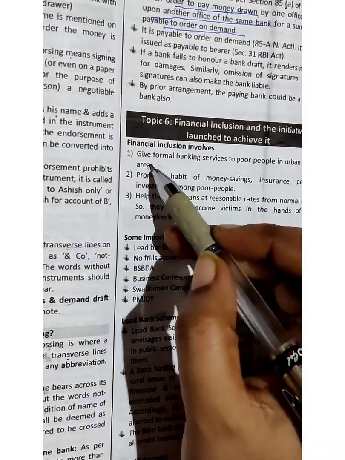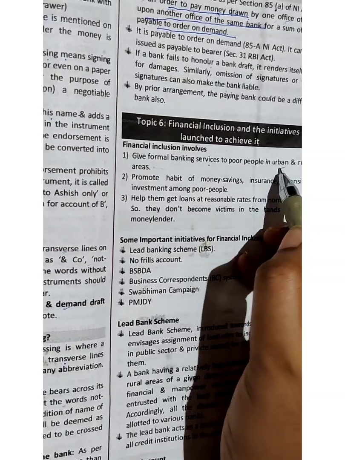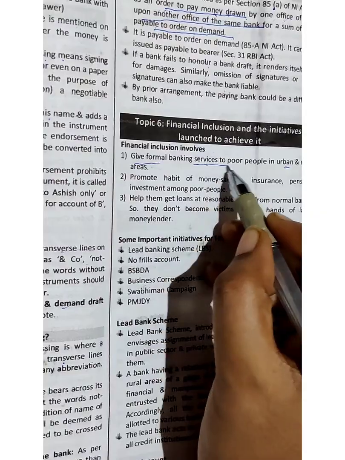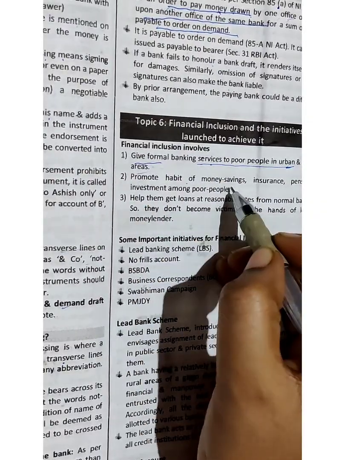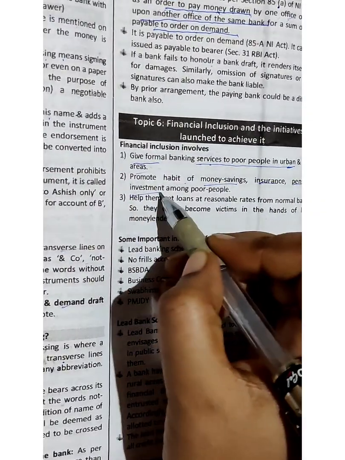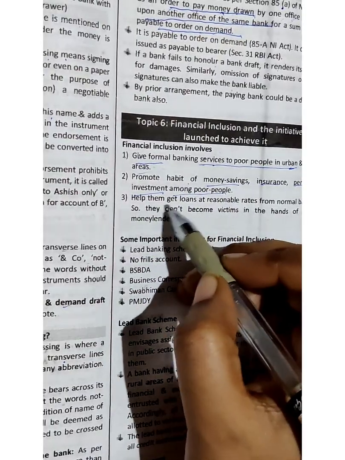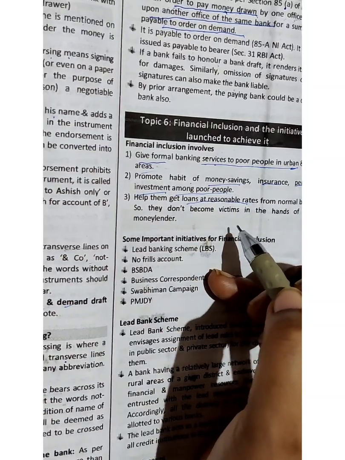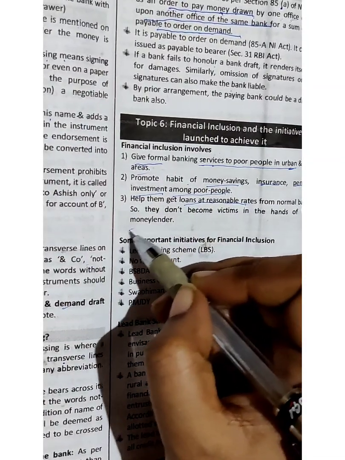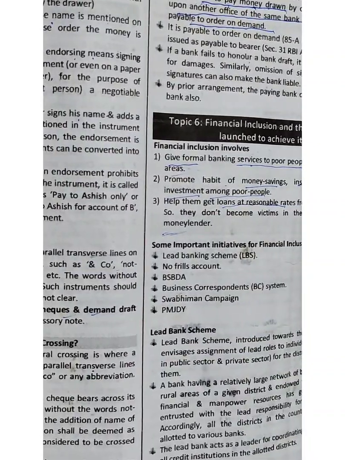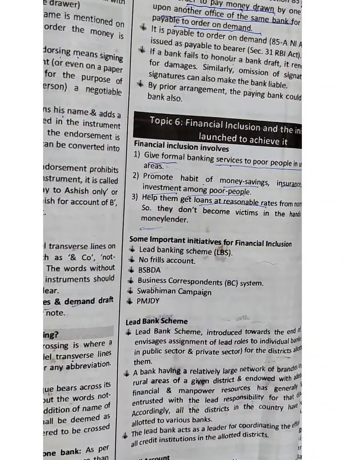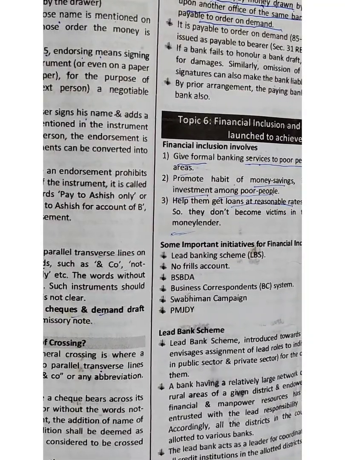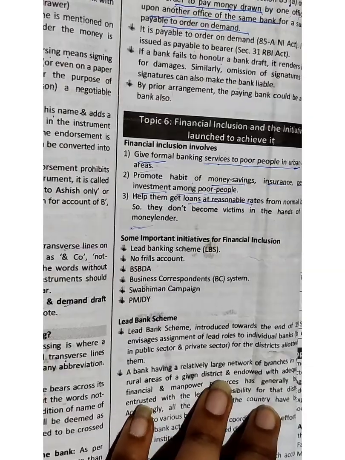Financial inclusion involves giving formal banking services to poor people in urban and rural areas, and promoting the habit of money saving, insurance, pension, and investment among poor people, and helping them get loans at reasonable rates from normal banks, so they don't become victims in the hands of moneylenders. Nowadays a lot of people are suffering from borrowing money from moneylenders. So we will eradicate this through financial inclusion and its initiatives.